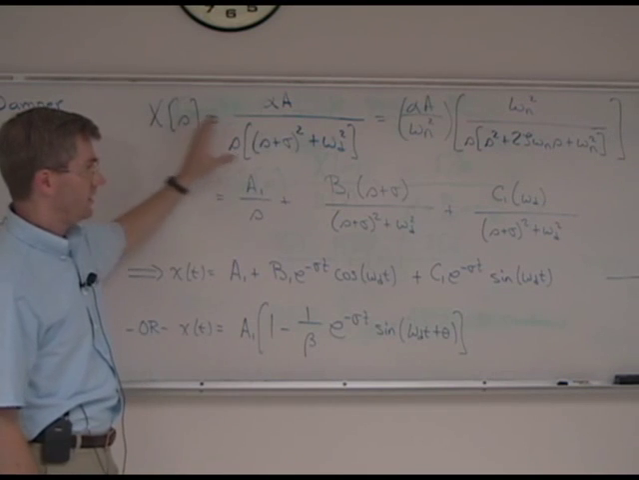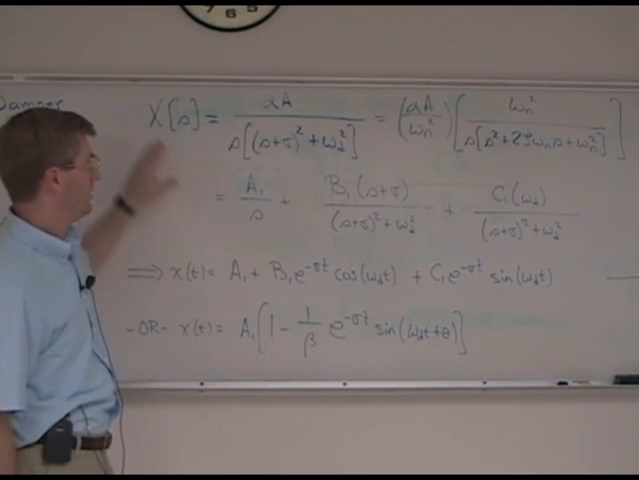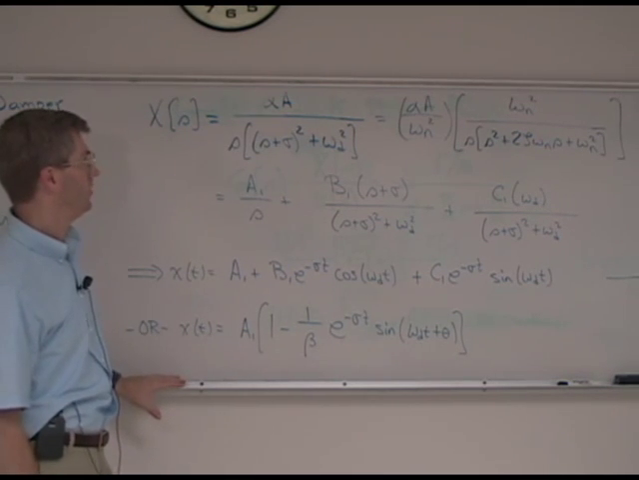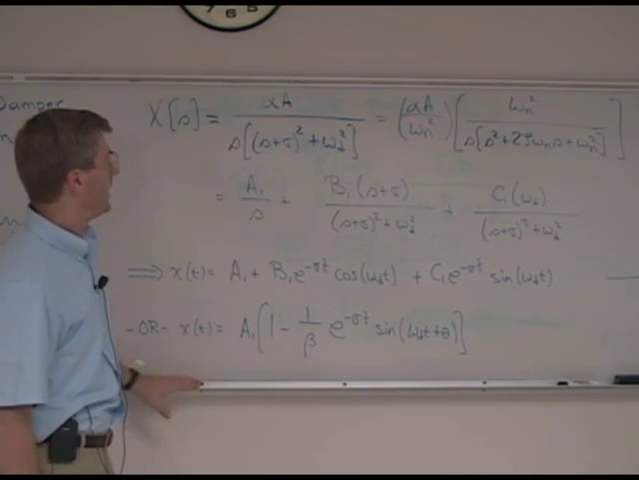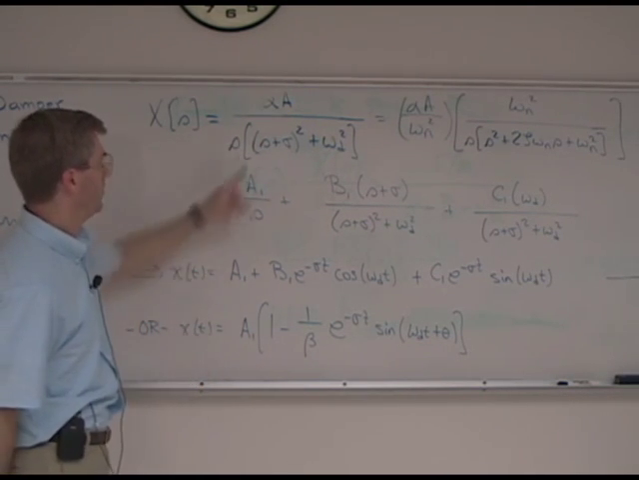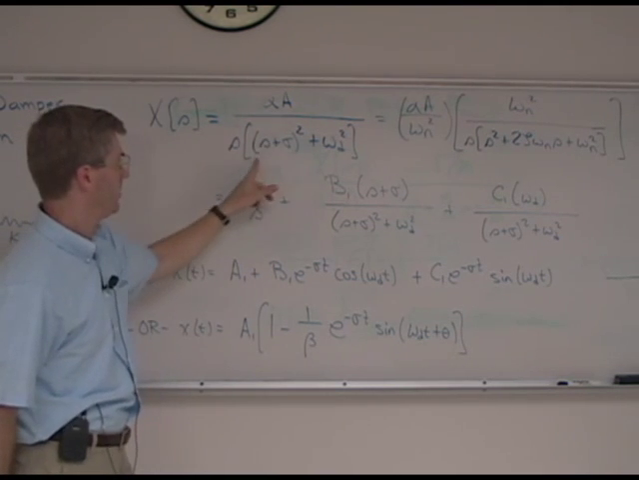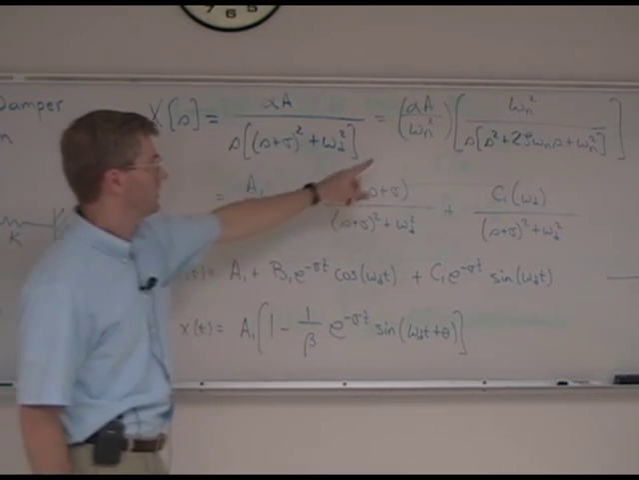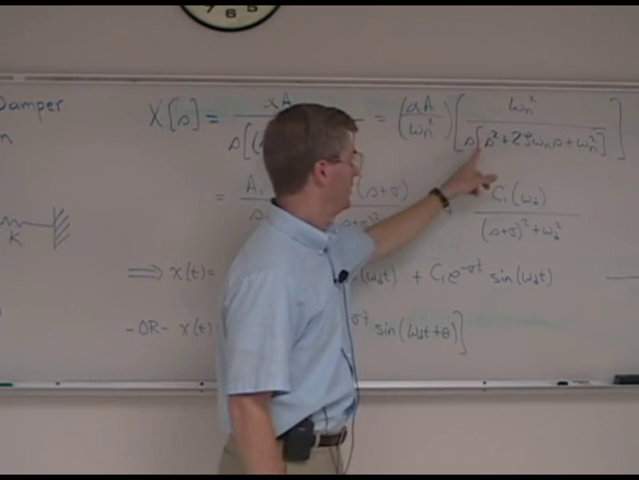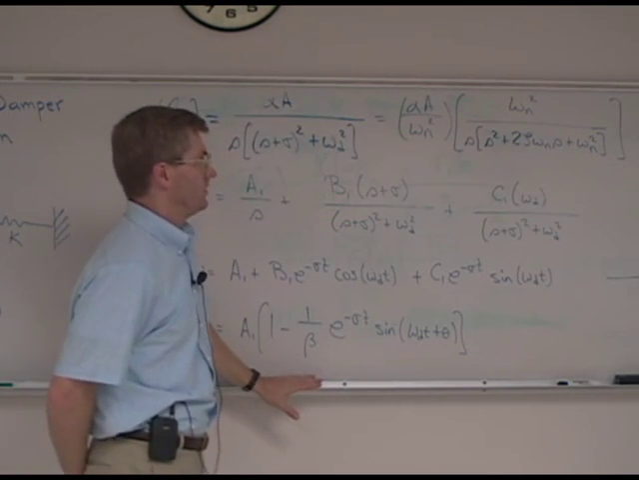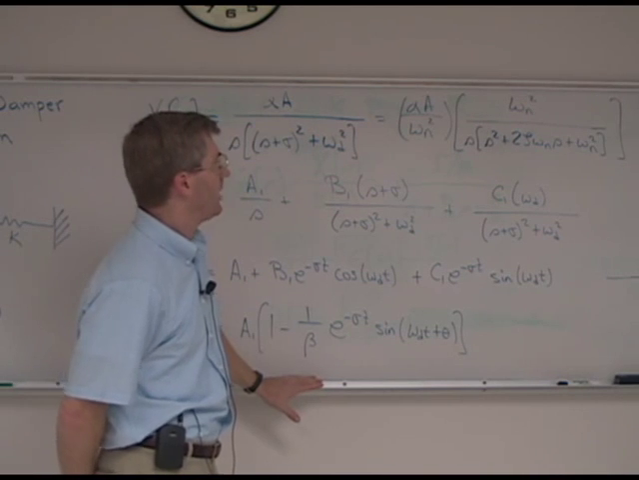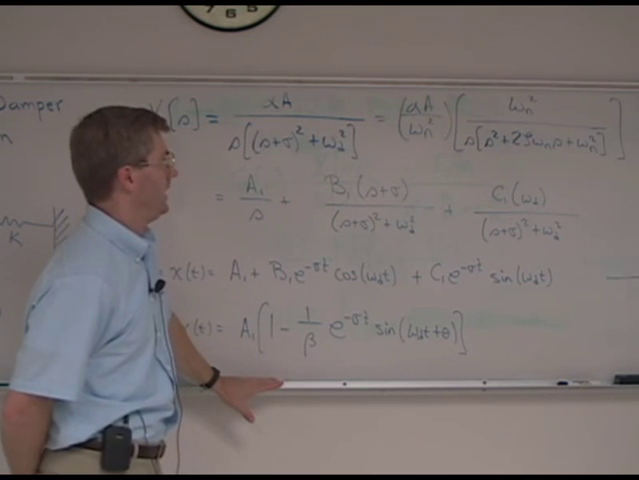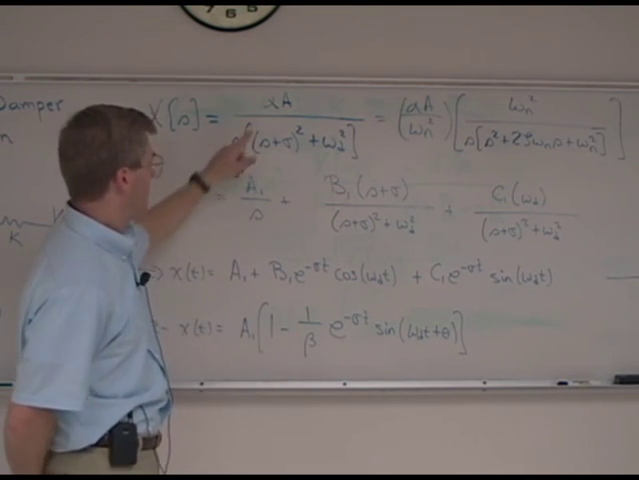What I've done now is I've erased part of the board and rewritten X of s, our expression for the Laplace transform of the position variable, just as we had on the previous slide of the board. That's alpha A over s times the quantity (s plus sigma) squared plus omega sub d squared. We can write that consistent with our standard zeta omega sub n representation of the complex pole factor by factoring out this gain variable alpha A over omega sub n squared.